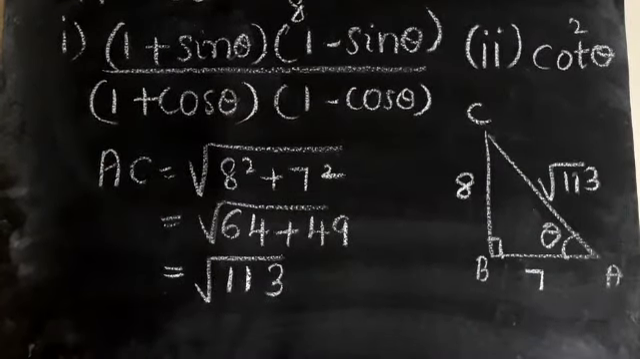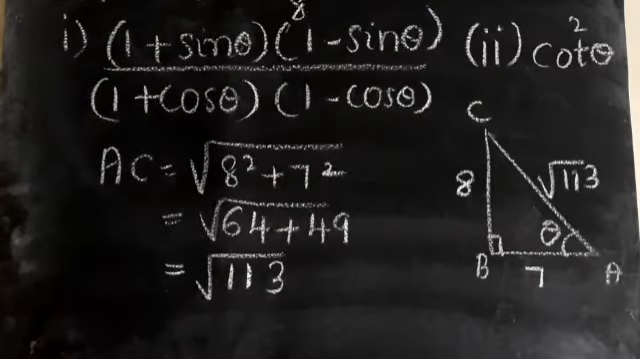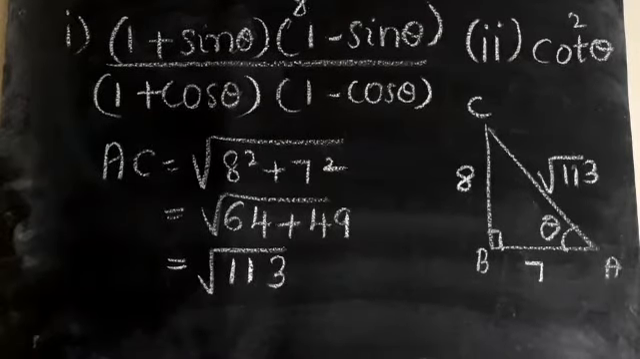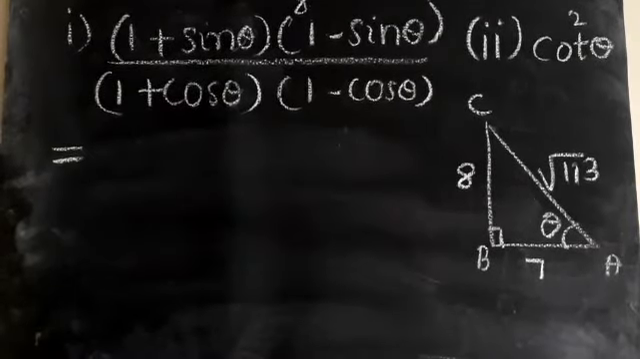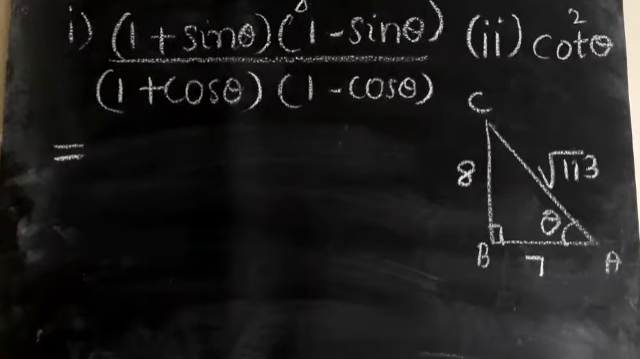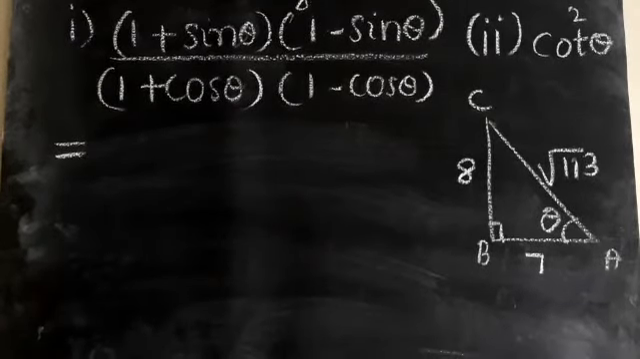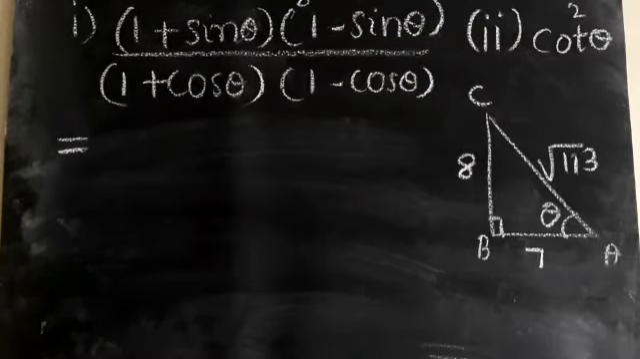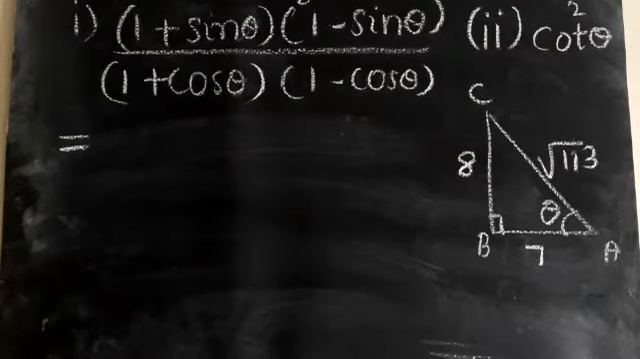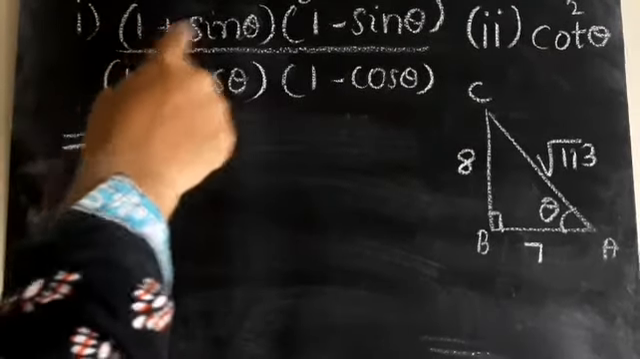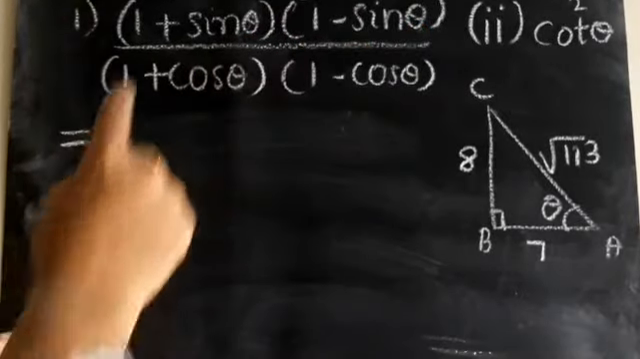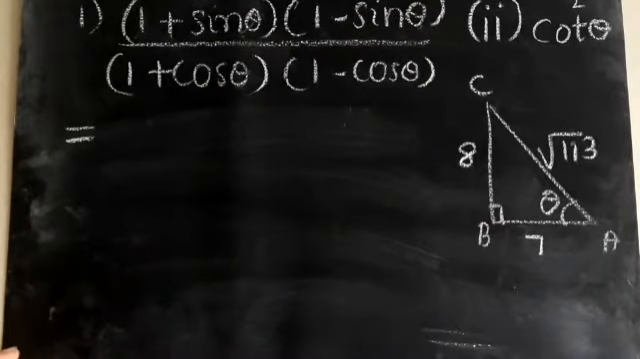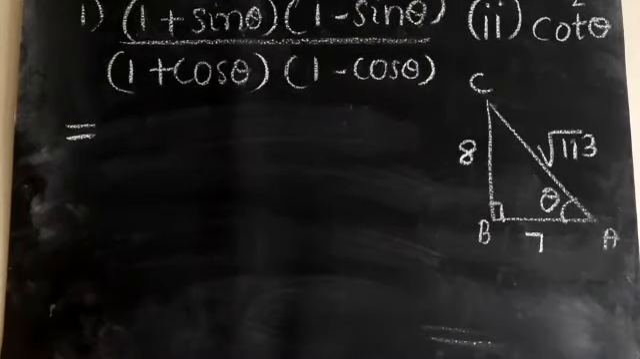And after that you have to calculate the first question. What is the first question? (1 plus sin theta)(1 minus sin theta) divided by (1 plus cos theta)(1 minus cos theta). See, the numerator is in the format of (a plus b)(a minus b). So there you can use the identity: (a plus b)(a minus b) is a square minus b square.